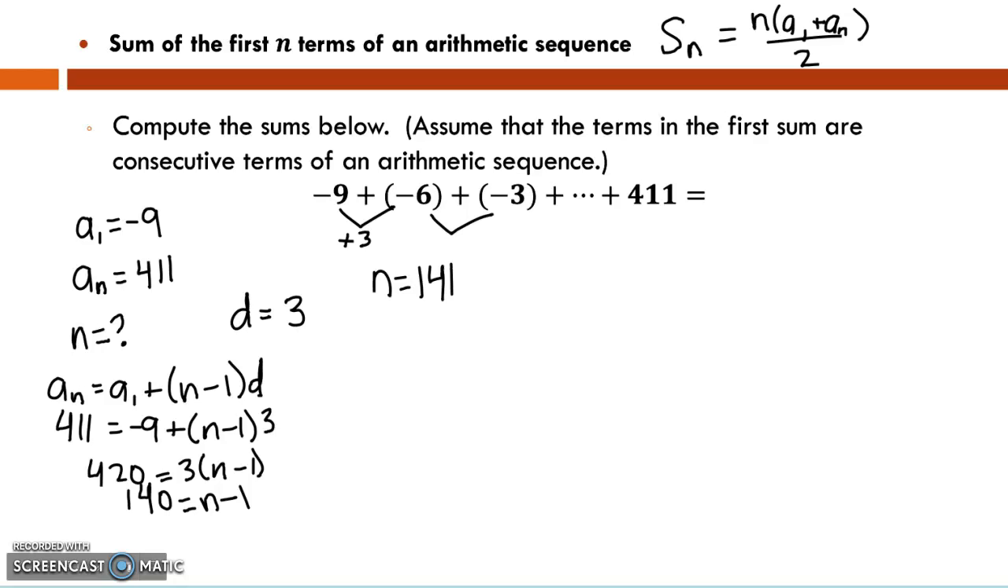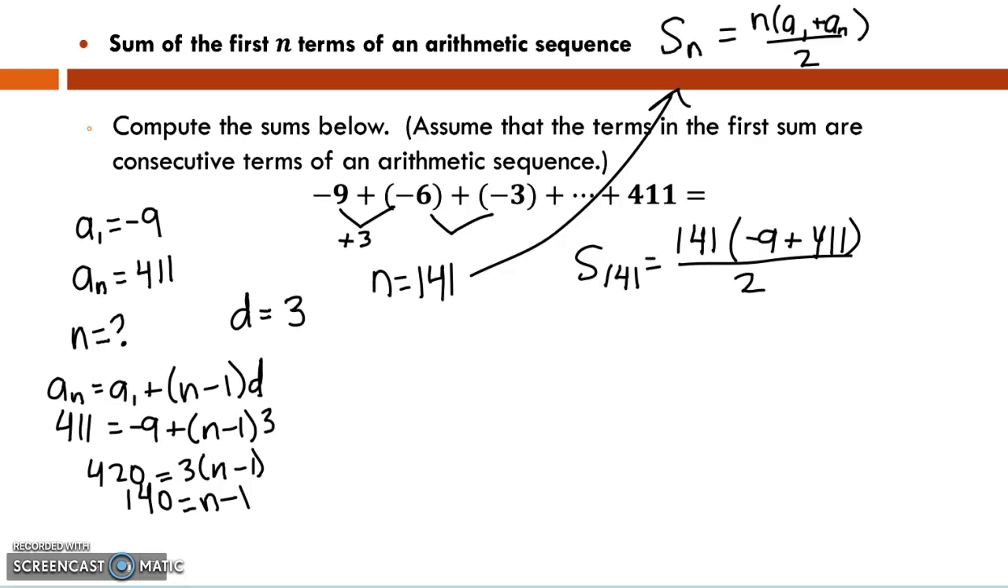So, if n equals 141, that's what I put into this equation. The sum of my first 141 terms equals n, or 141, times negative 9 plus 411 divided by 2. After simplifying, I will get that this sum is equal to 28,341.